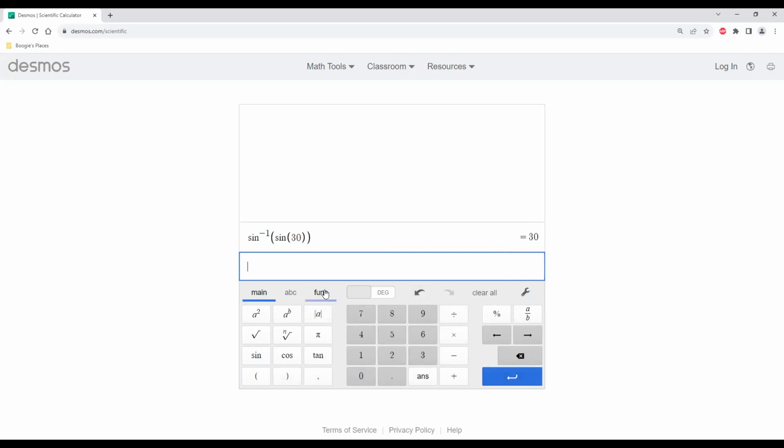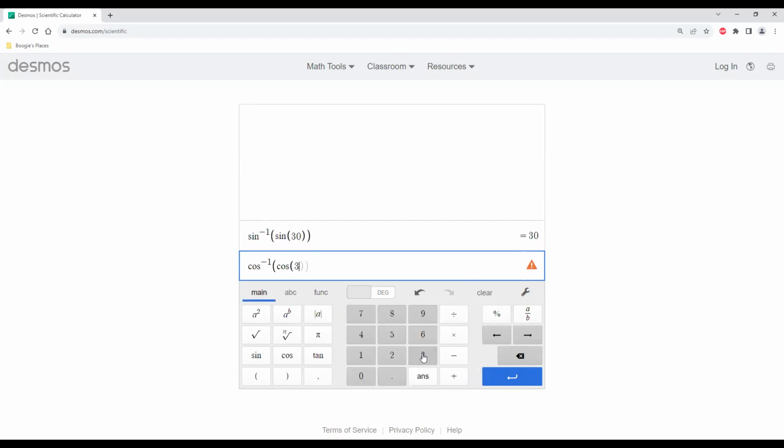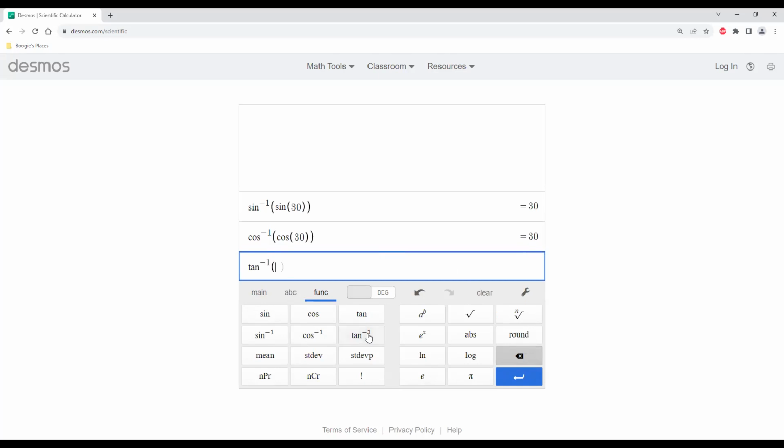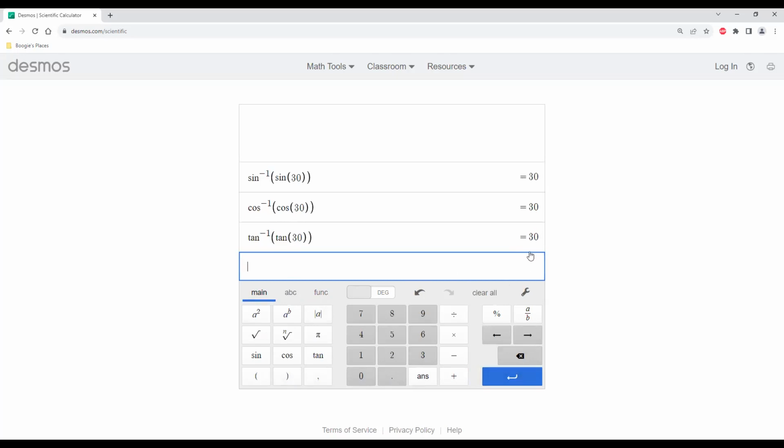Excellent. Let's do inverse cos of 30 degrees. I get 30 degrees again. Everything's wonderful. Lucky last, inverse tan of 30 degrees. I get 30 degrees. Clearly, there's nothing wrong with using inverse sine, inverse cos, and inverse tan on my calculator.